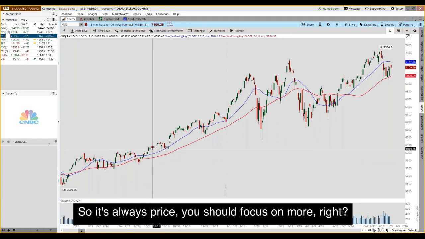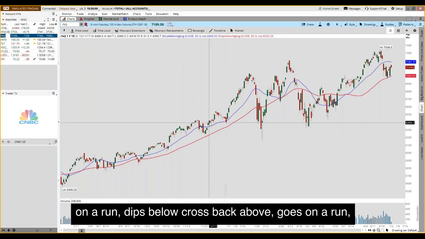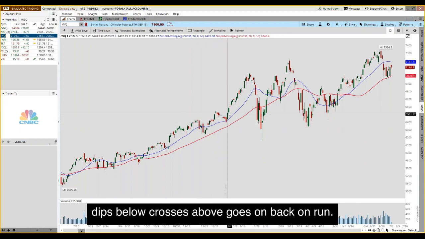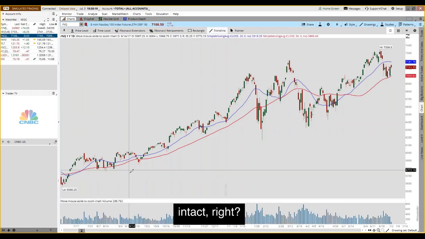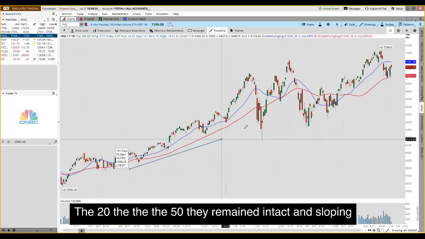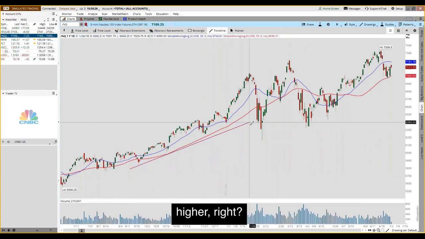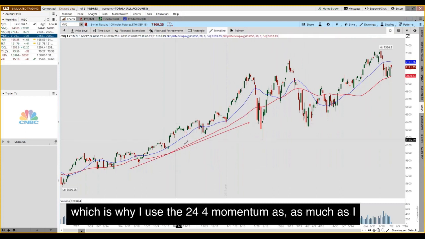So it's always price you should focus on more, right? You look at here, it dips below, crosses back above, goes on a run. Dips below, crosses back above, goes on a run. Dips below, crosses above, goes back on a run. Why? Because throughout, the trend was intact, right? The 20, the 50, they remained intact and sloping higher, right? So that's really what matters, which is why I use the 24 for momentum as much as I do.